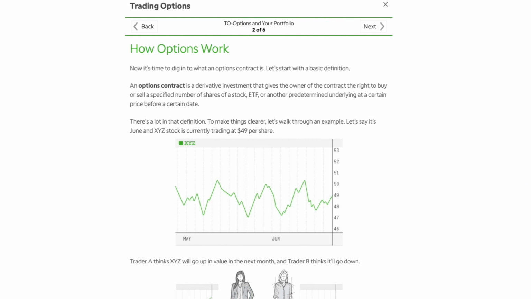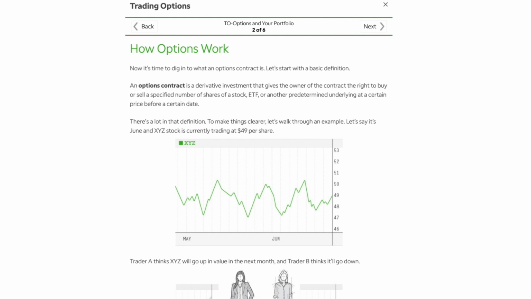Now it's time to dig into what an options contract is. Let's start with the basic definition. An options contract is a derivative investment that gives the owner of the contract the right to buy or sell a specified number of shares of a stock, ETF, or another predetermined underlying at a certain price before a date. And we'll talk about what a derivative investment is and what an underlying is. There's a lot in that definition. To make things clearer, let's walk through an example.